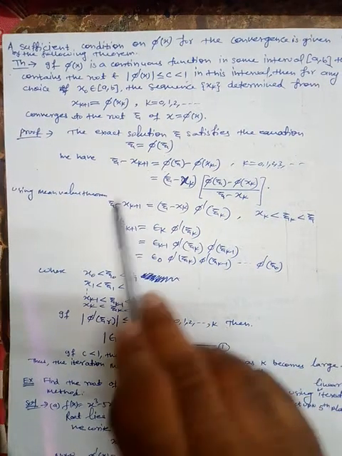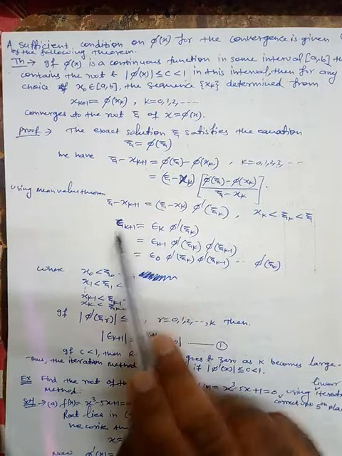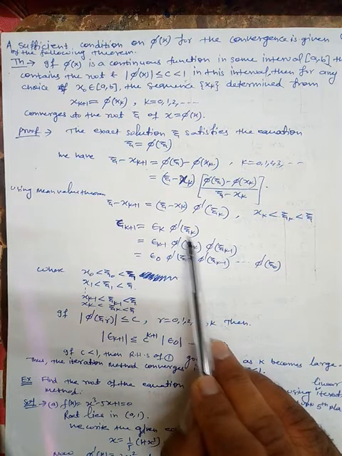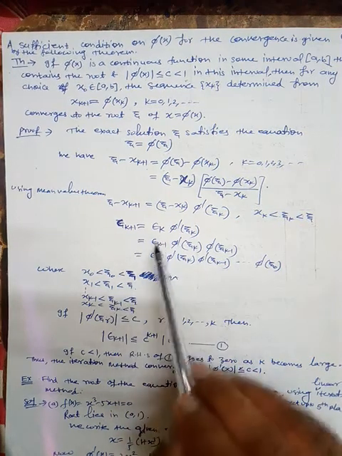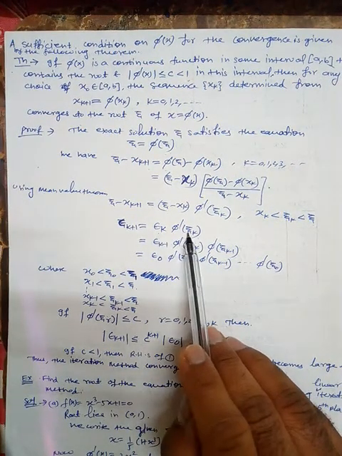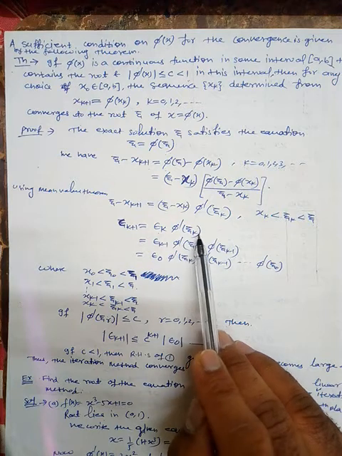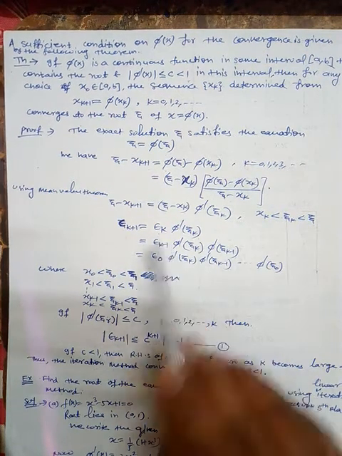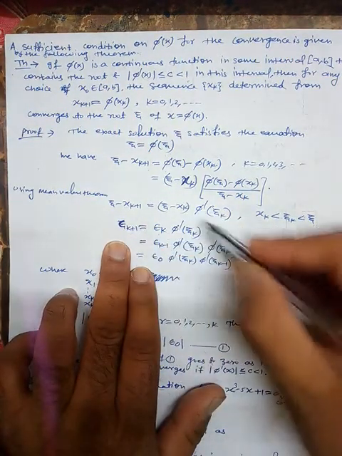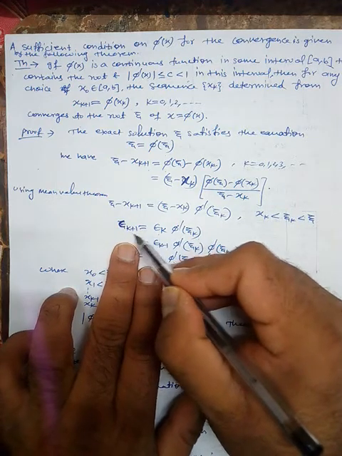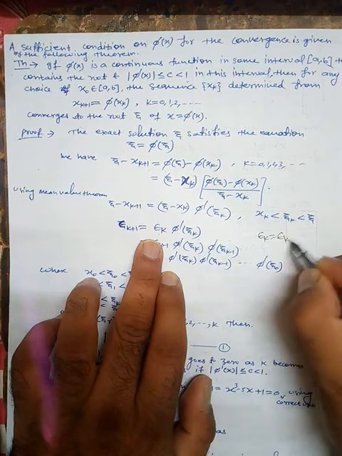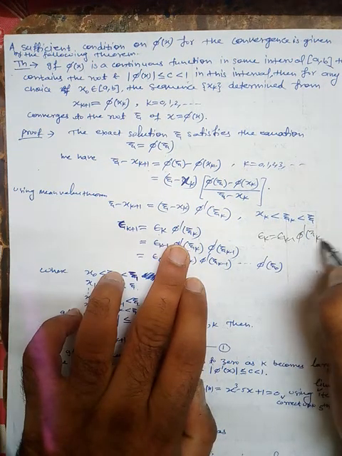So what is the left hand side? This is nothing but the error in the k plus 1th iterate. So epsilon k plus 1 is epsilon k times phi dash xi k. Now just substitute the value of epsilon k. If you find epsilon k by reducing the index by 1, you will have epsilon k minus 1 times phi dash xi k minus 1.